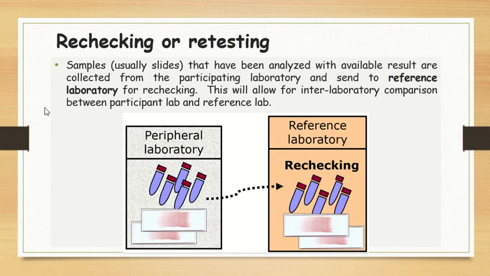Another type of EQA is rechecking or retesting. Samples, usually slides, that have been analyzed with available results are collected from the participating laboratory and sent to the reference laboratory for rechecking. This allows inter-laboratory comparison between the participant lab and the reference lab.